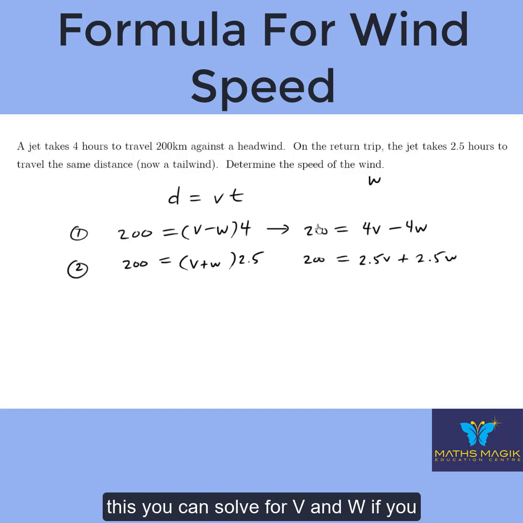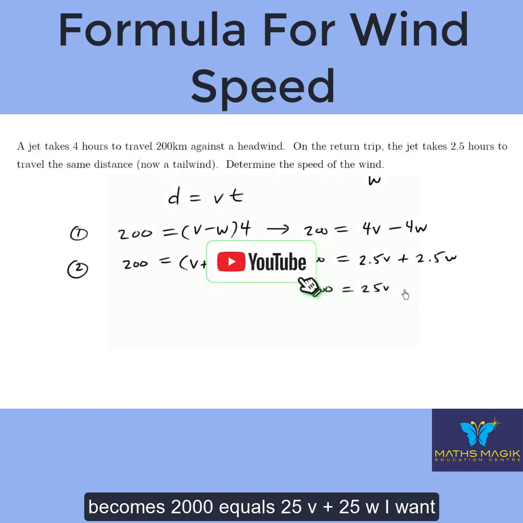Now, it's up to you how you want to do this. You can solve for v in terms of w with one of these equations and plug it in using substitution, or you can try using elimination. I'm just going to use elimination here. So what we have is this equation. If I multiply everything by 10, it becomes 2000 equals 25v plus 25w.